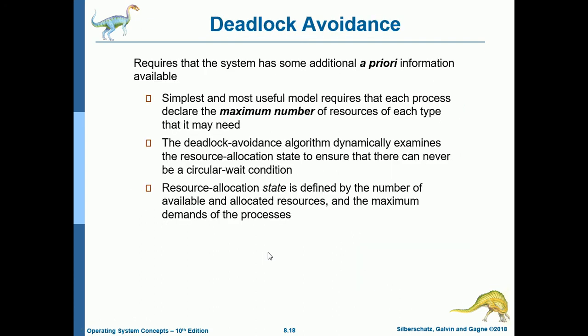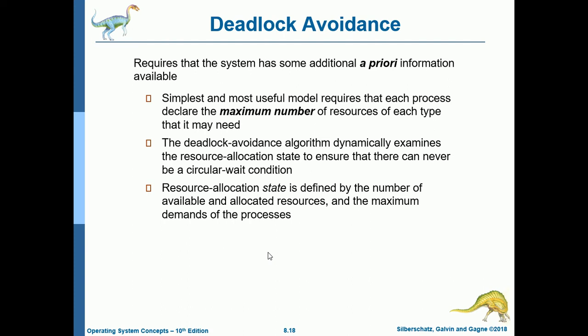Okay, another one aside from deadlock prevention is deadlock avoidance. There is a saying, for example with a sick person, that prevention is better than cure. The only difference from deadlock prevention is that deadlock avoidance requires that the system has some additional a priori information available, information that is needed for the system to avoid the deadlock.